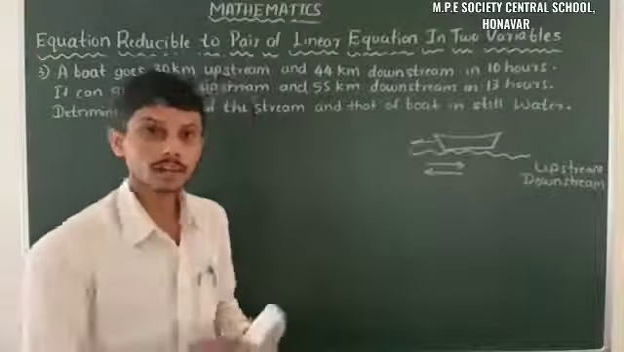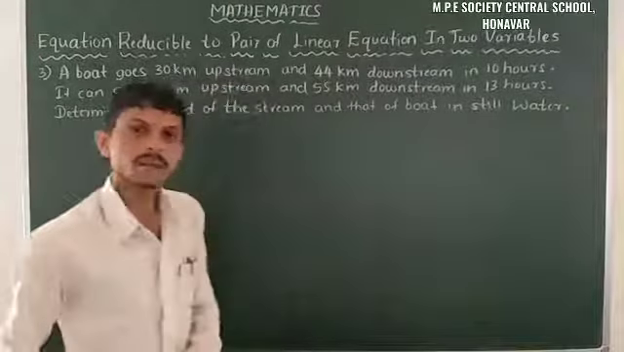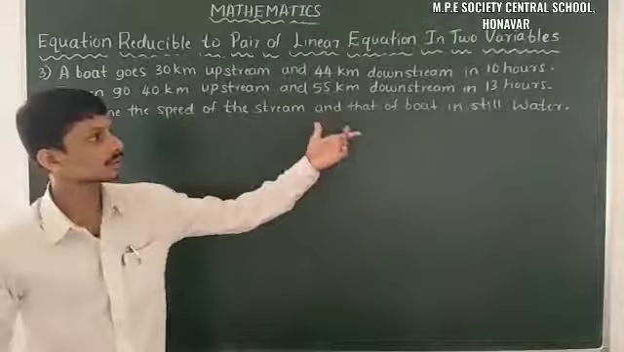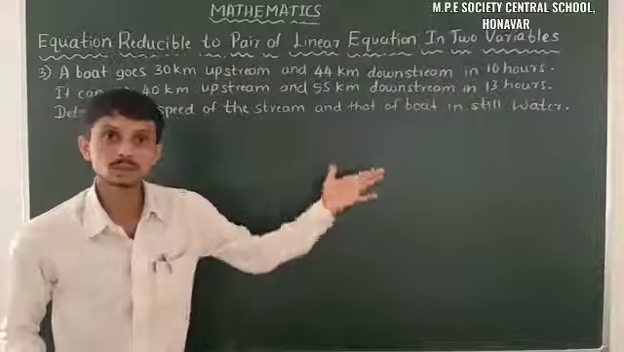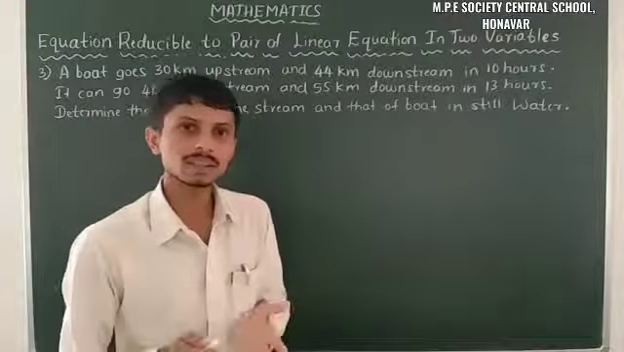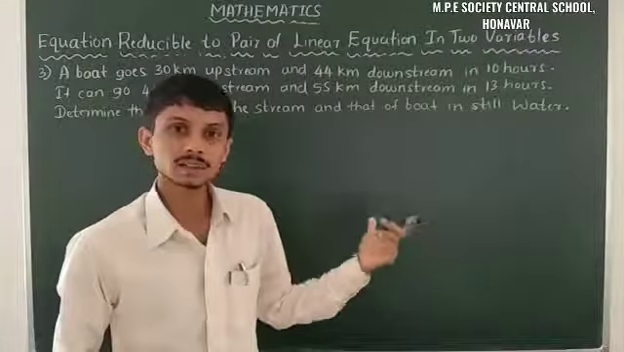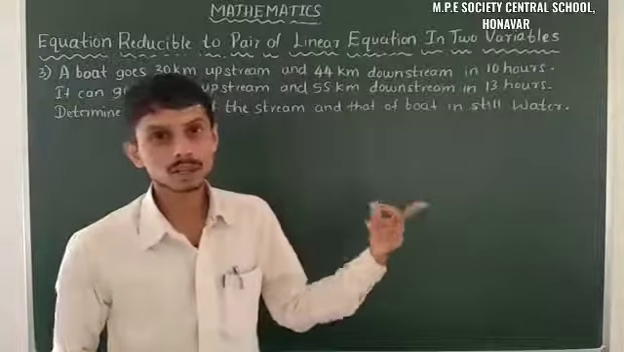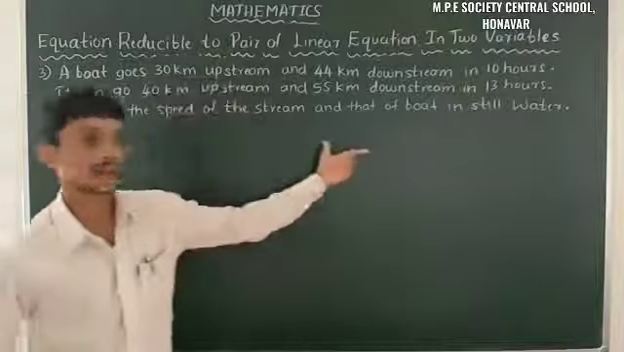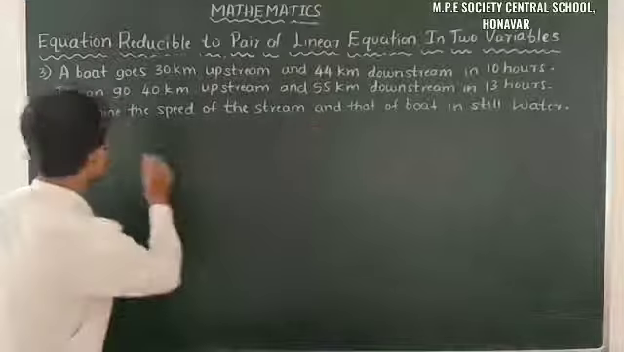So let us move on to the problem. Here we have to find out the speed of the stream and the speed of the boat. So there are two unknown terms we have to find out here. One is the speed of the boat, another is the speed of the water. I will take the speed of the boat as x and the speed of the stream as y.